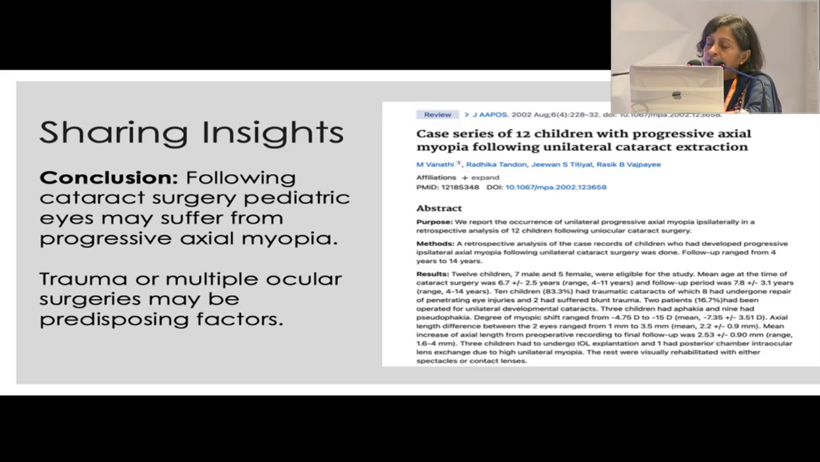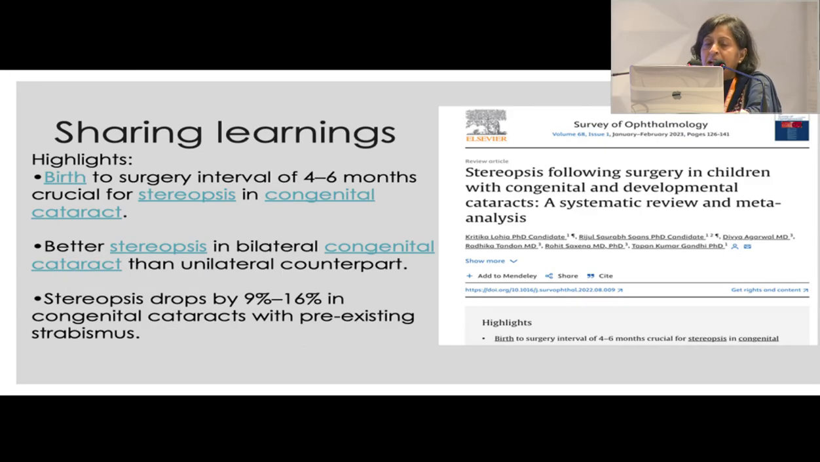The other important thing is the multiple interventions that you do. Even if the intraocular pressure is not high, the repeated interventions themselves can lead to a progressive increase in axial length, and there can be a myopic shift. And the other thing is the time to intervene.